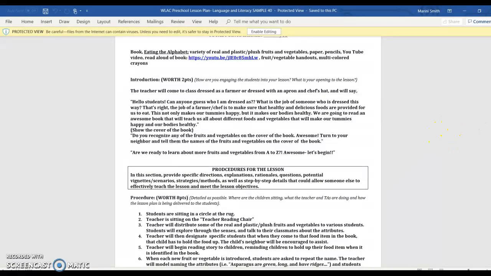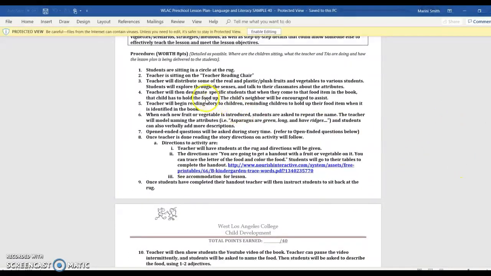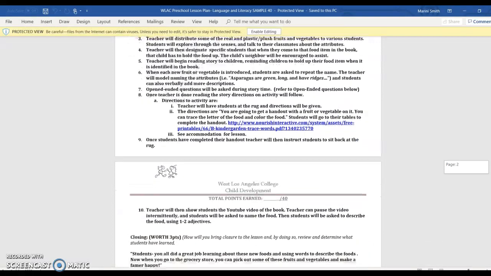All right, so the next part is worth quite a bit of points, the procedure, because this is where you're going step by step. So it says as detailed as possible. Where are the children sitting? What the teacher and TAs are doing, and how the lesson plan is delivered to the student. So I have here, students are sitting in a circle at the rug, teacher sitting on the teacher's reading chair, and then I go step by step and tell you exactly what the teacher is doing. So make sure that you are as detailed as possible in the procedure section. Again, think about that substitute test.